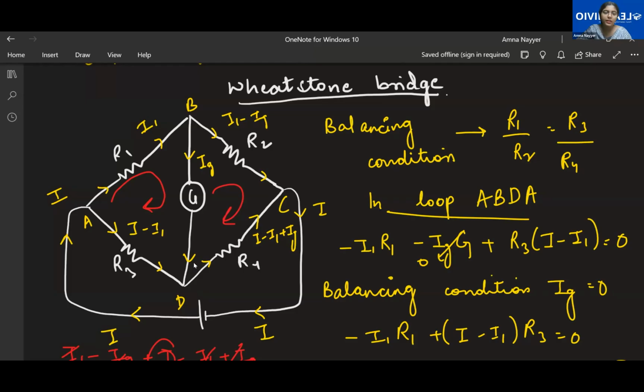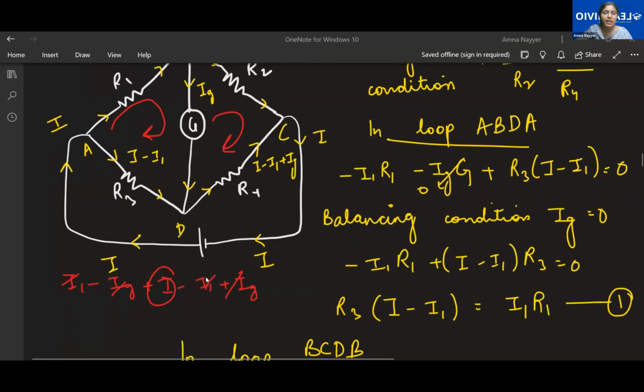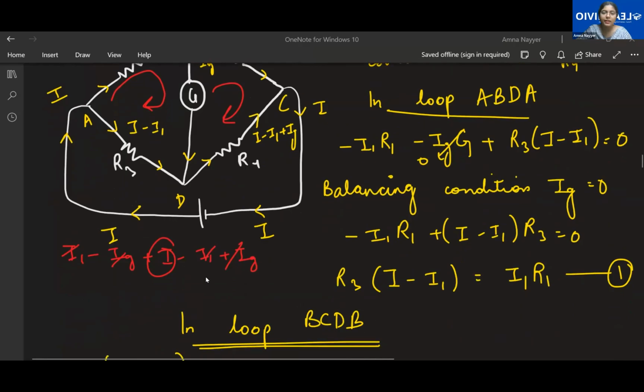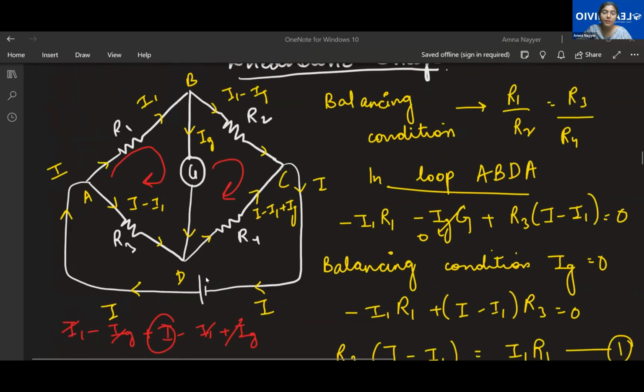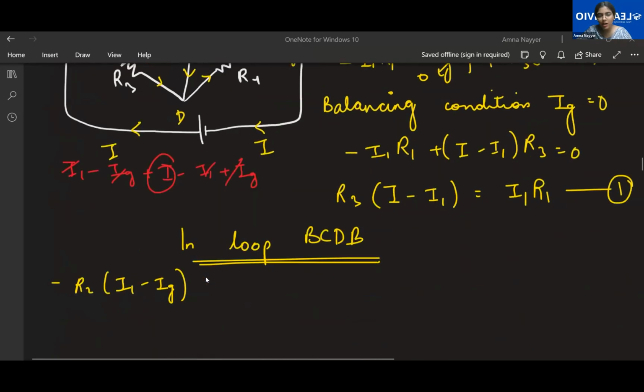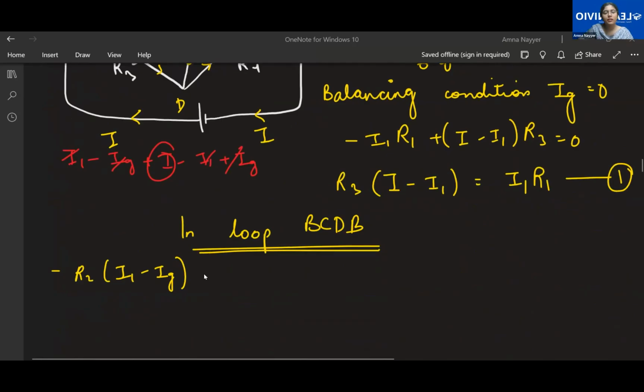Current is going from D to C, and we are moving from C to D. Positive. Yes, we are moving in the opposite direction to the current, so it will be positive. Plus I minus I1 plus Ig into R4, R4 into I minus I1 plus Ig. Is that it?